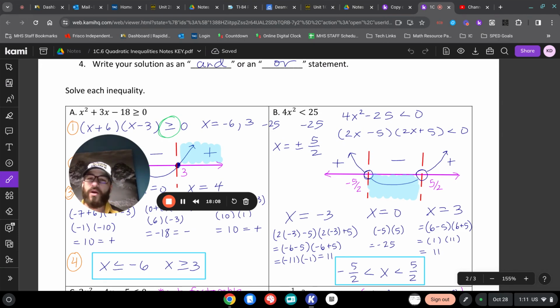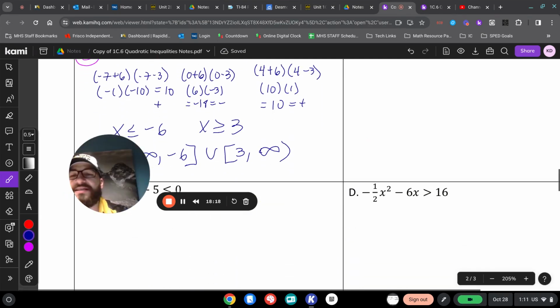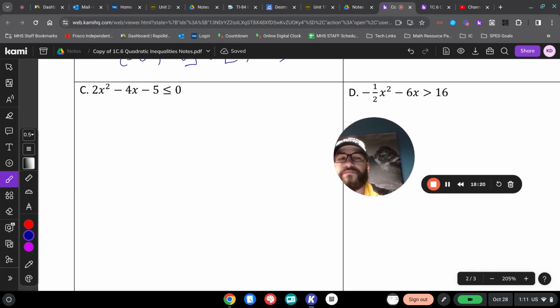Hopefully super straightforward on B, very similar to A. We just use a slightly different factoring method at the very beginning to get this one set up. Okay, so let's pivot a bit and let's do C. C is going to be a little bit different.